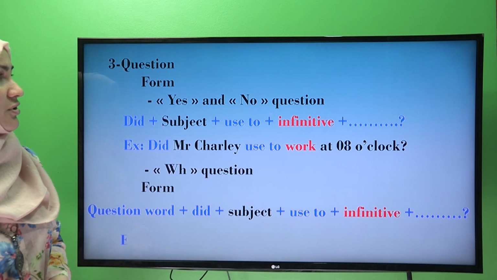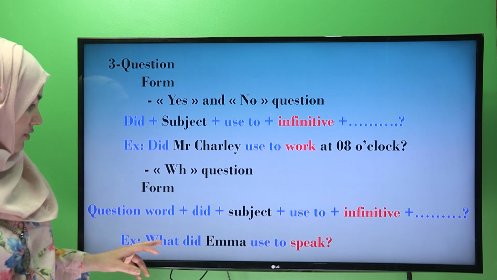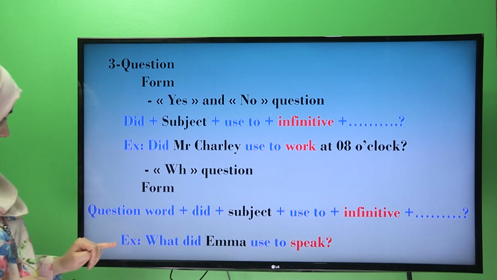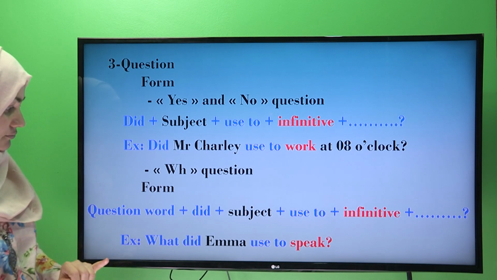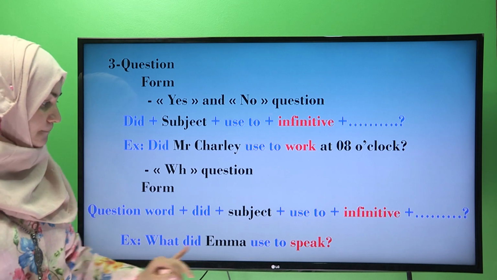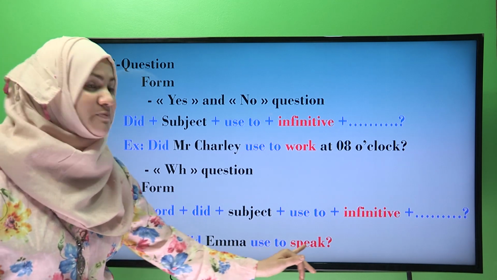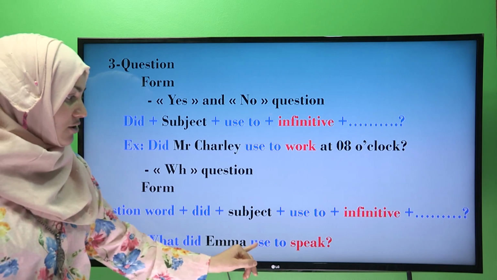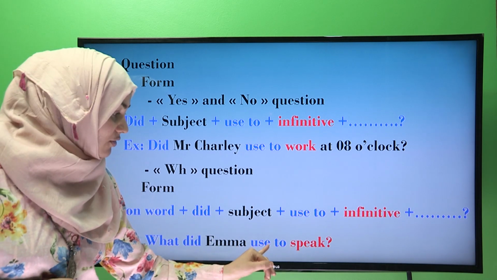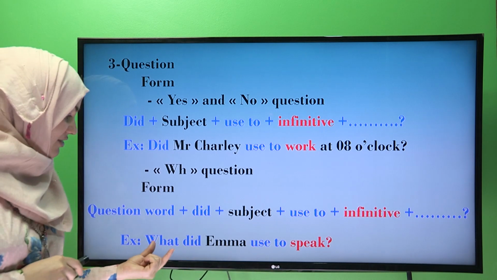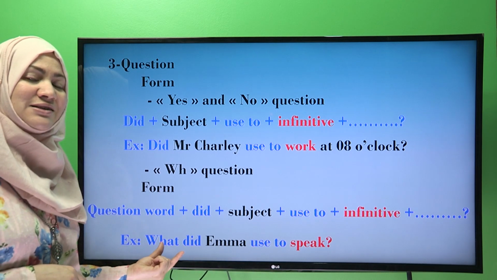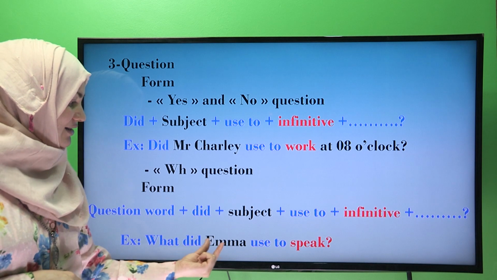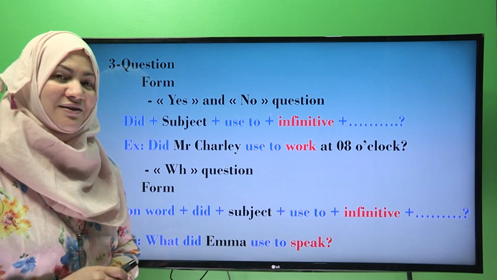So, with this brief explanation, my students, I give you here an example. What did Emma use to speak? You see here, what did Emma use to speak? The same thing, we don't use ed. And the question word is what. What did Emma use to speak?